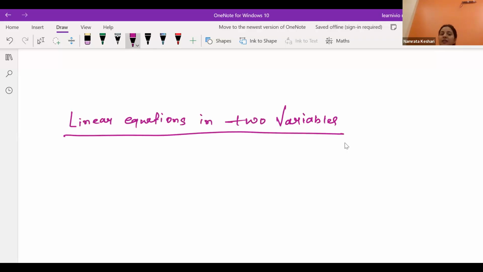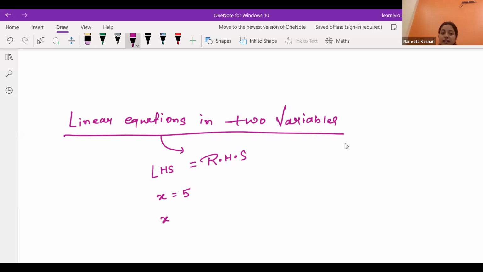Okay, in mathematics, anywhere you have an equality sign, whatever is on the left hand side and whatever is on the right hand side, that's an equation. If you see an equality sign, that's an equation. That means if I write x equals 5, is it an equation? Yes, it is an equation.